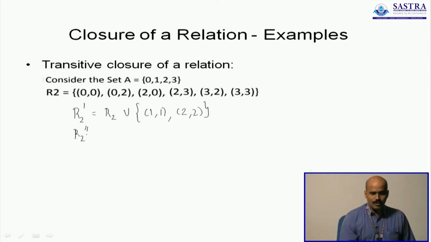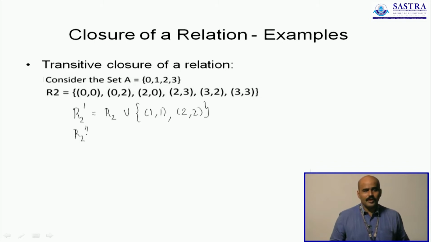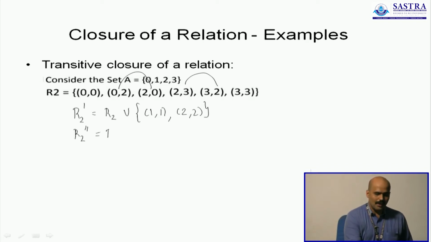Similarly, you can also define the symmetric closure for this. As a matter of fact, R2 is already symmetric because 0 2 has its pair in 2 0, 2 3 has its pair in 3 2. There is no pair A B for which the symmetric pair is missing. Therefore, R2 is already symmetric, so R2 double dash is still R2.